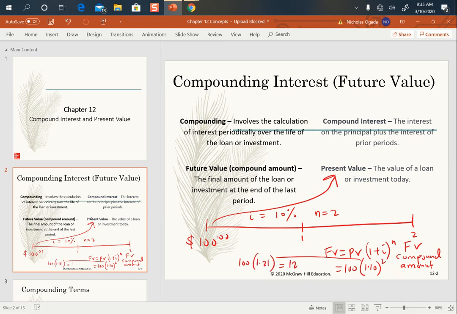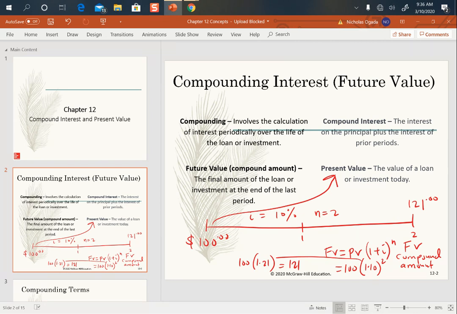This will be 121. So in other words, the $100 invested today will grow to $121 at the end of 2 years if the terms of this investment are that you're earning 10% interest, and this is for a period of 2 years. But again, we're going to see how we get there.